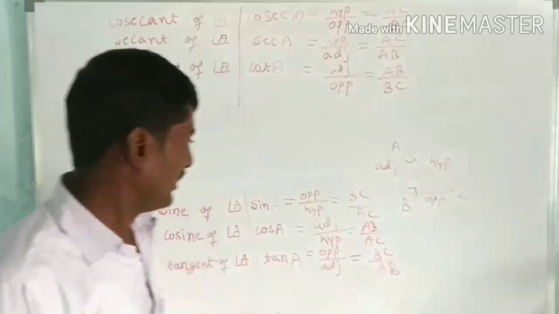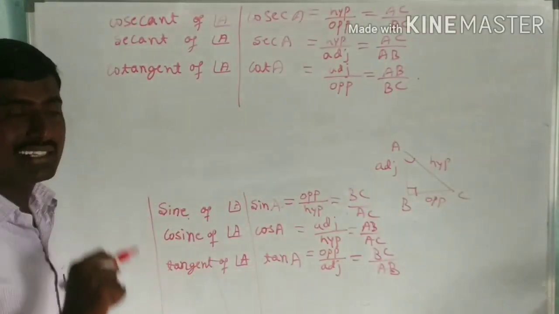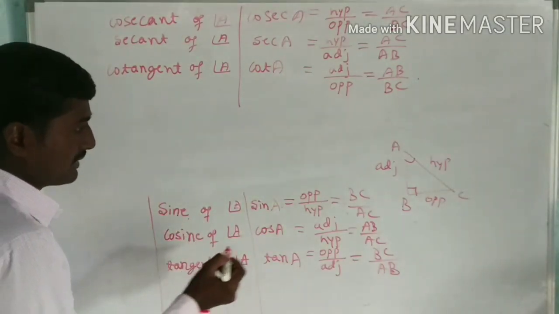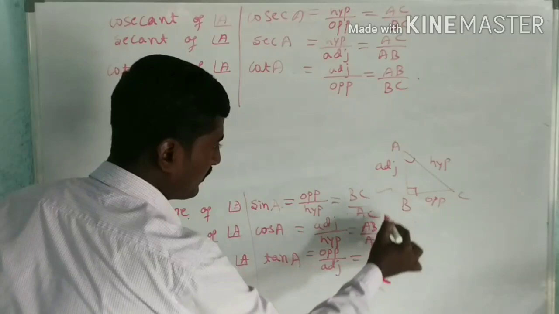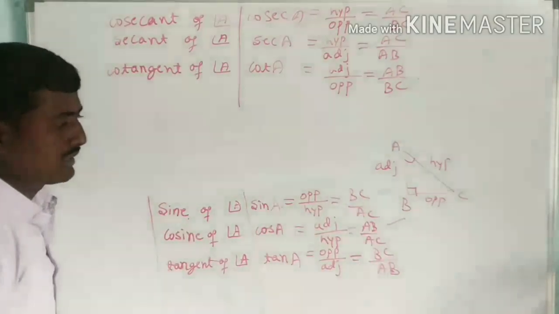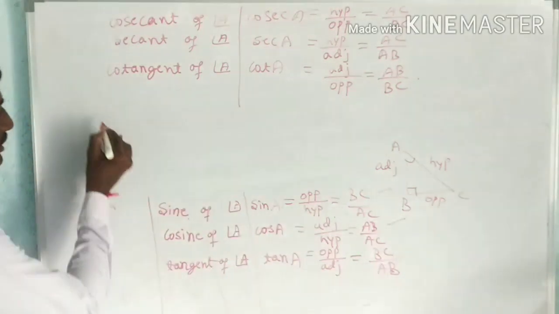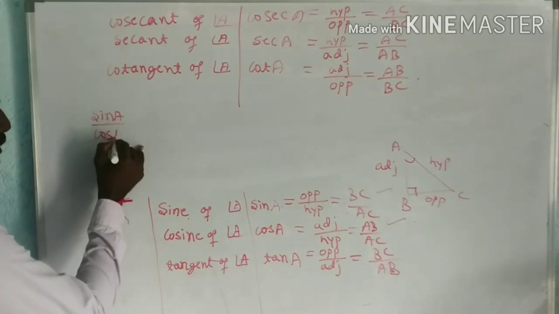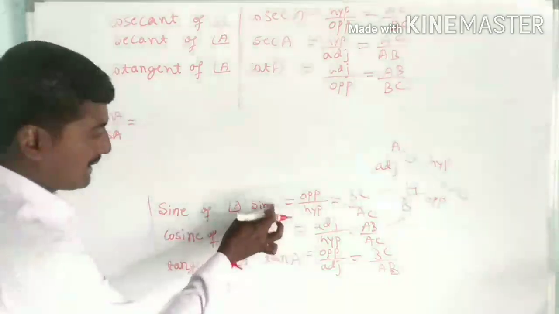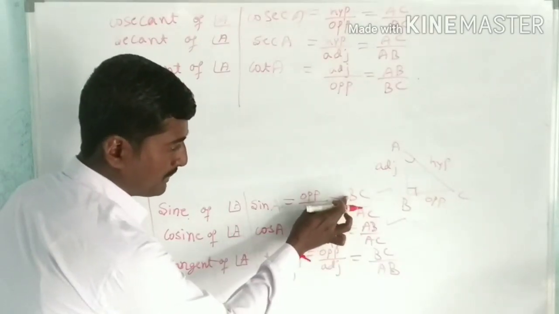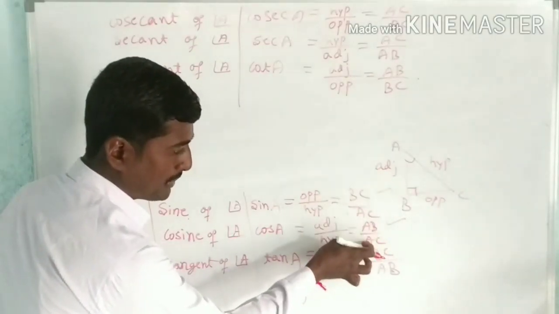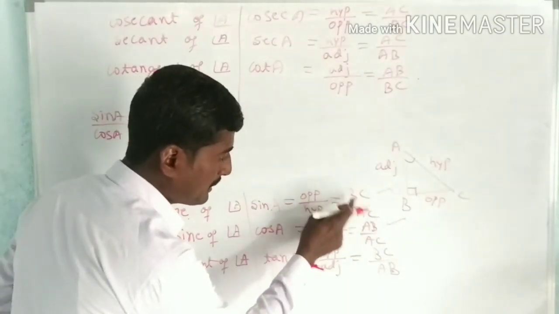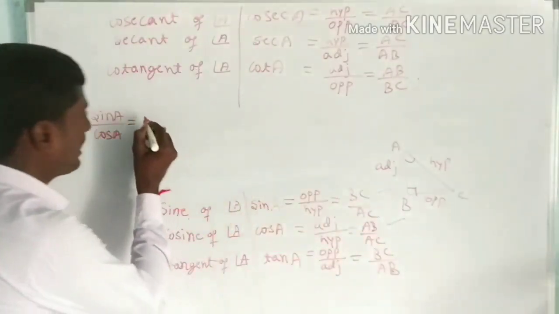Now here another 2 relations are also there. If you see sine and cos, if you divide these two, what you will get? I am going to divide sine A divided by cos A. Here BC by AC divided by AB by AC. AC will both get cancelled. Remaining is BC by AB.